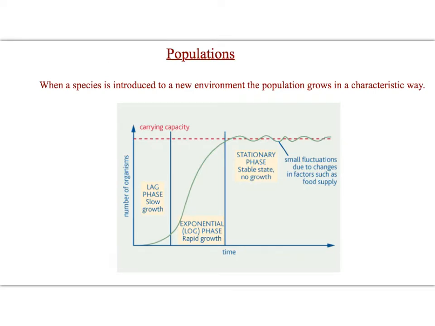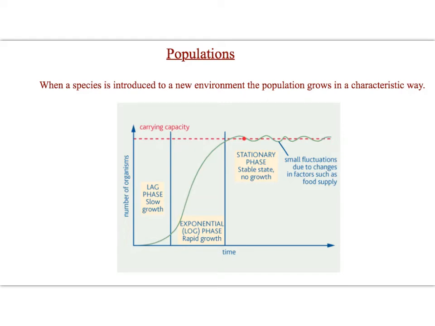So, what happens if you introduce something like a population of deer to a new woodland? And it's the same with all organisms. So at the beginning there's a lag phase, there's slow growth. That could be due to a limited number, difficulty finding a mate, difficulty finding food sources, etc. And then you have the exponential log phase, rapid growth. The population doubles every generation.